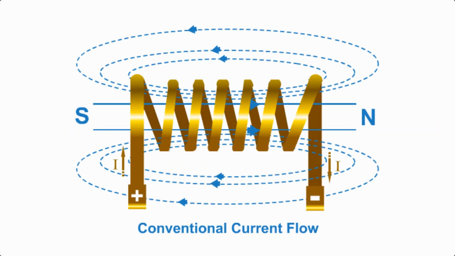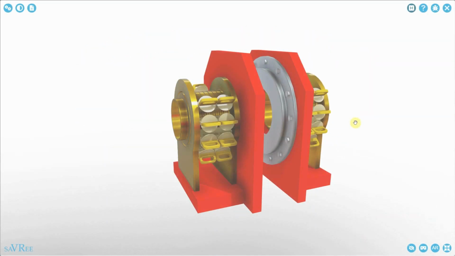This will give our rotor a north and a south pole if it's a 2-pole rotor, or 2 north poles and 2 south poles if it's a 4-pole rotor. Cylindrical rotors that are used in thermal power stations are typically 2 or 4-pole only.